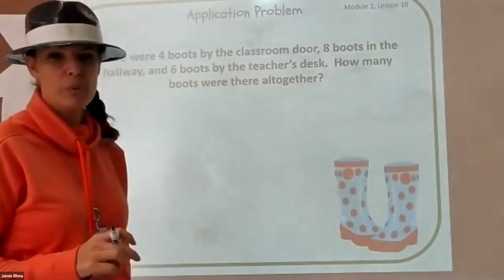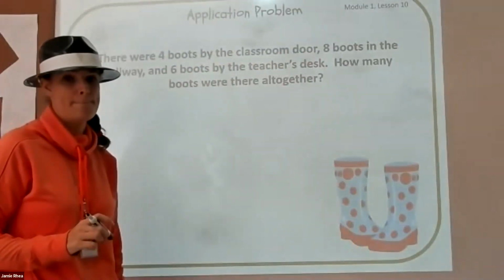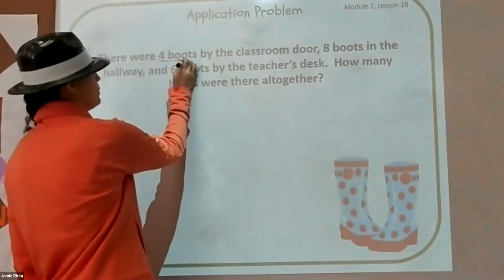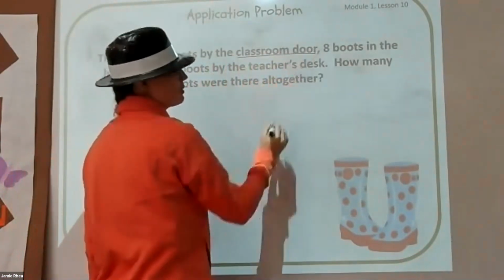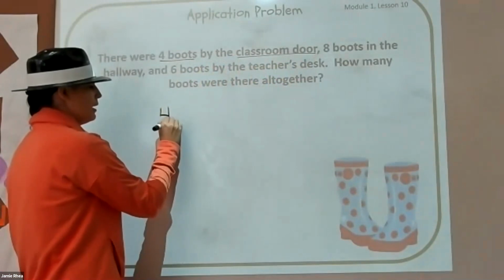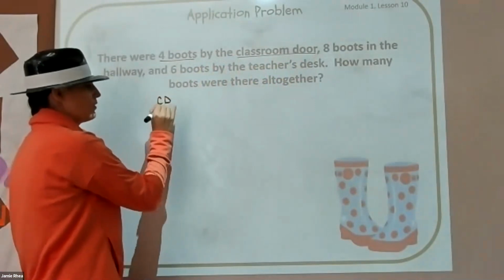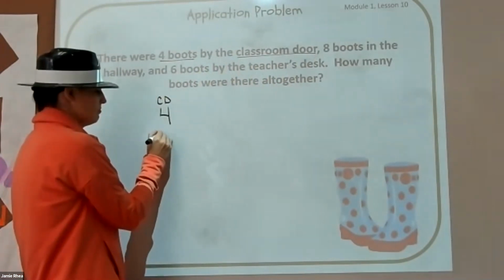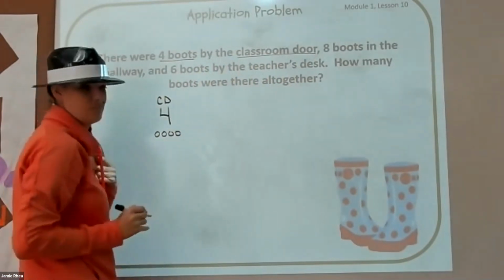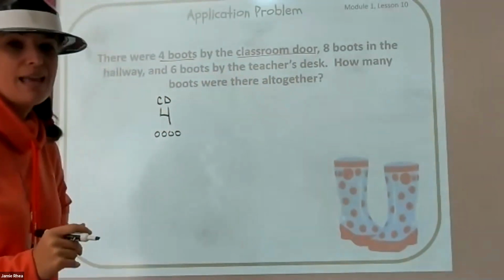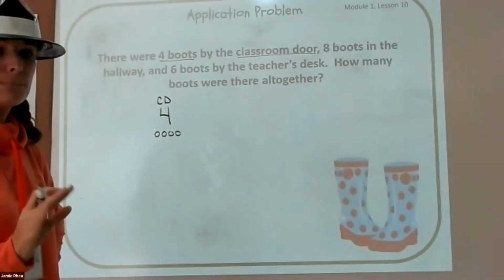There were 4 boots by the classroom door. Is there a clue there? There's 4 boots by the classroom door. I'm going to take that and I'm going to write 4 and I'm going to put CD for classroom door. I might even draw it out. That helps me see that there's 4 by the classroom door. Okay, let's keep looking.